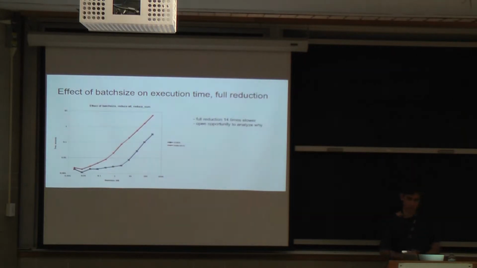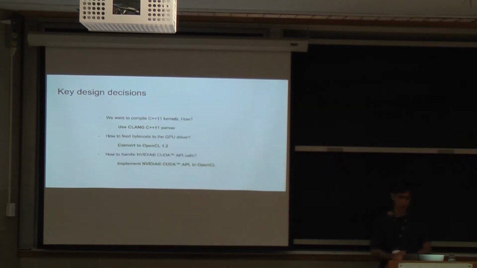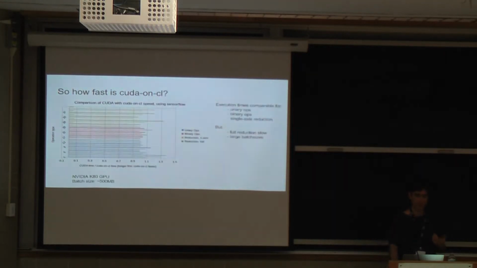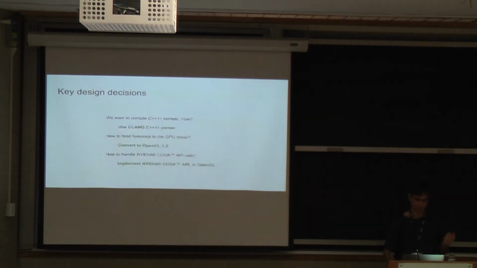We can do a similar graph for the full reduction. So basically what we see for the full reduction is that it's consistently 14 times slower, whatever the batch size. So there's something at the level of each element, or maybe each row, that's causing a consistent slowdown. I don't know why, there's been no opportunity to analyze why. So basically the CUDA-on-CL actually gives good performance on many kernels, but it's kernel specific. Some kernels are like more than 10 times faster. It depends on the kernel.